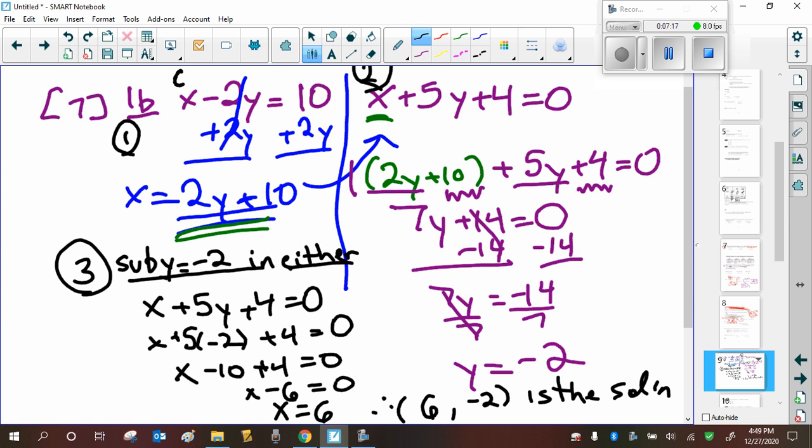(6, negative 2), so let's just check it. 6 subtract negative 2 is 6 plus 2. Sorry, 6 subtract 2 times negative 2 is 6 plus 4, which equals 10. Yup. And we got 6 subtract 10 plus 4 equals 0. Yup. Check, check, check, check.